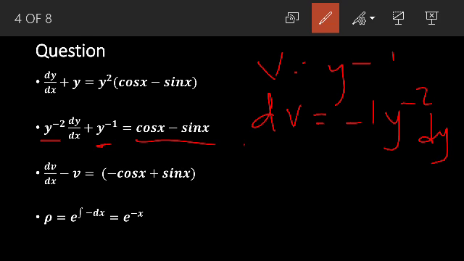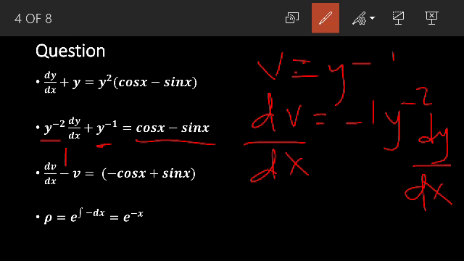If we differentiate both sides with respect to x, we get dv/dx, and so it means that y^(-2) dy/dx is equal to -dv/dx. That's the reason why this now leads us to this. Where we see y^(-2) dy/dx, we replace it with -dv/dx, then actually it should be a minus there, then your y^(-1) is already v according to this here.